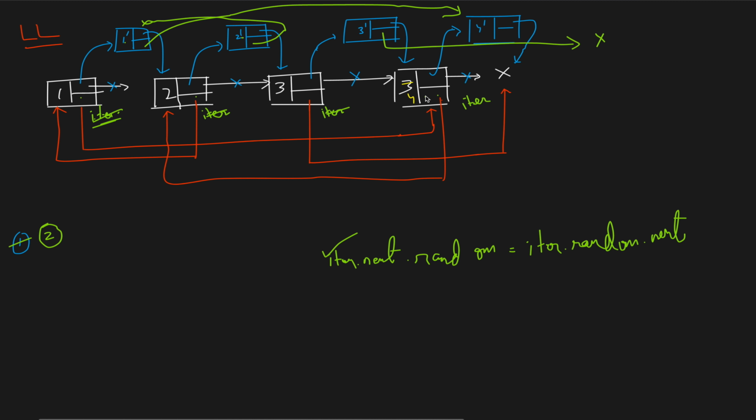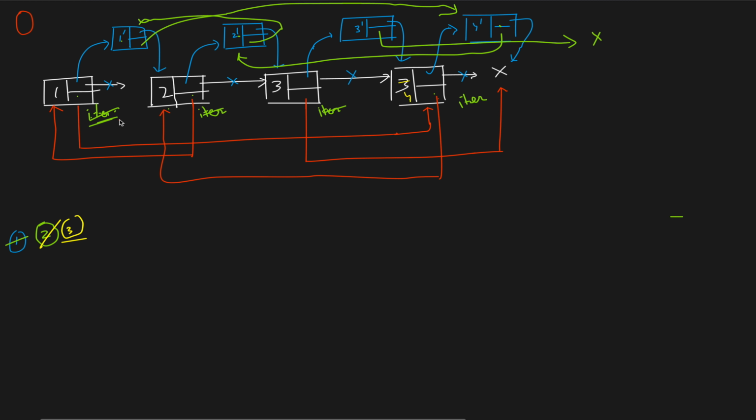Again, at the next step, we are going to go to node 4. And we see that the random is actually pointing to the node 2. So again, we go to iter's next random. So iter's next random is going to point to iter's random. That's 2. Its next, that's 2. So we have pointed this. So our linked list has changed something like this after step 2.